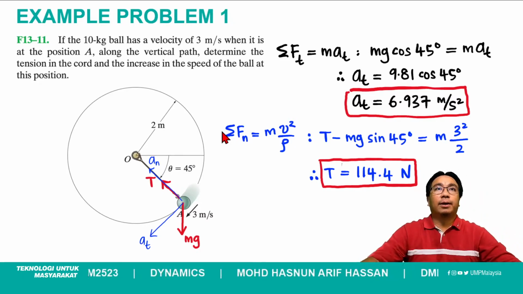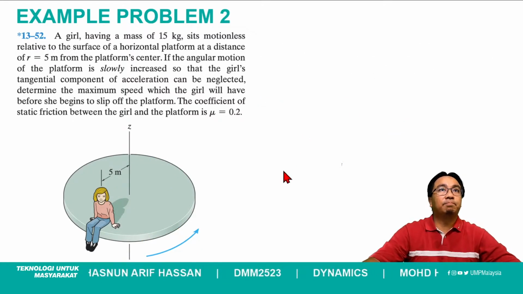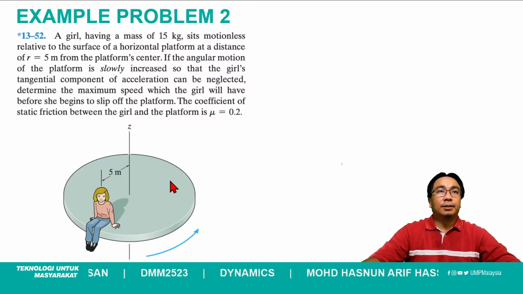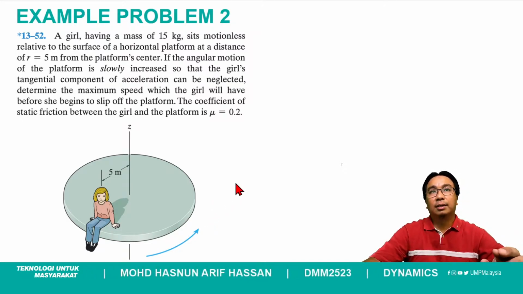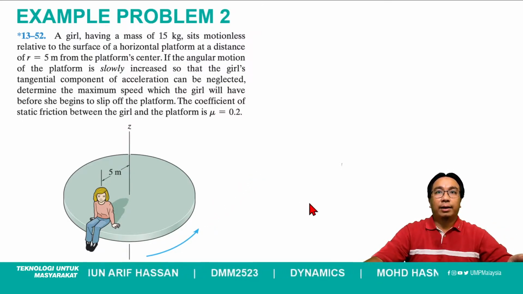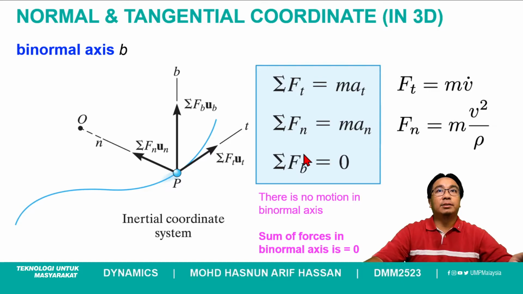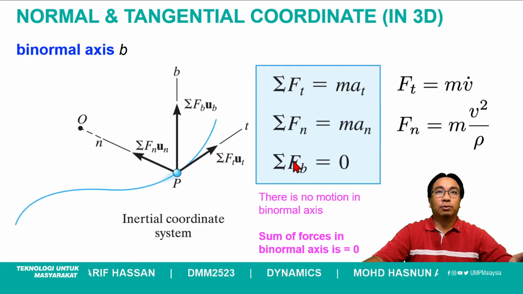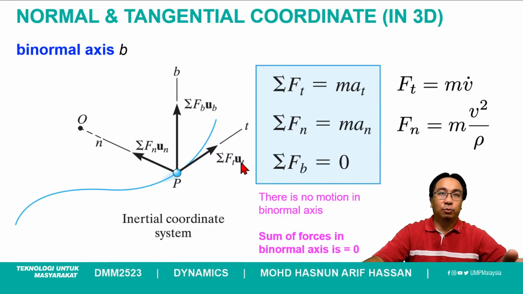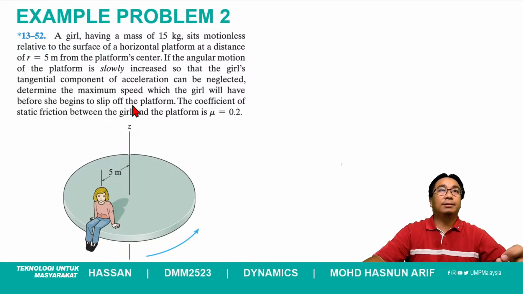Okay. Alright. So if there's no more question, let's go to the second problem. This is a slightly different problem where you can see now it is three-dimensional. I would like to show you what I mean by this three-dimensional case where we have the force in the binormal axis equal to 0. So we are going to try applying these three equations to solve the second problem. Okay, let's read the problem first.